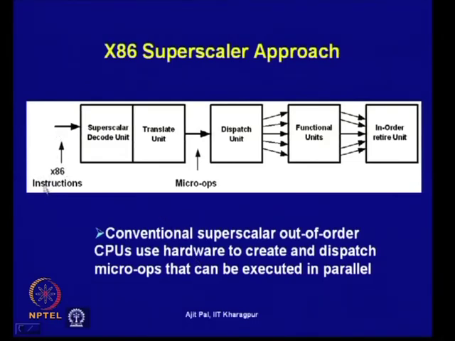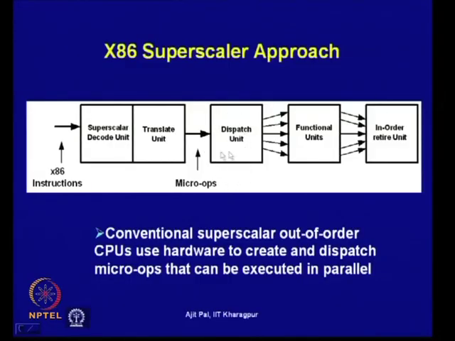Here you have x86 instructions, then a superscalar decode unit and a superscalar translate unit. So the instruction decode stage has been divided into two components, and the complex instructions are decomposed into simple RISC-like micro operations. That means a single 8086 x86 instruction will be decomposed into more than one simple RISC-like micro operation. Those micro operations are sent to the dispatch unit. So you can see we are not exactly executing the complex instructions as they appear in x86.